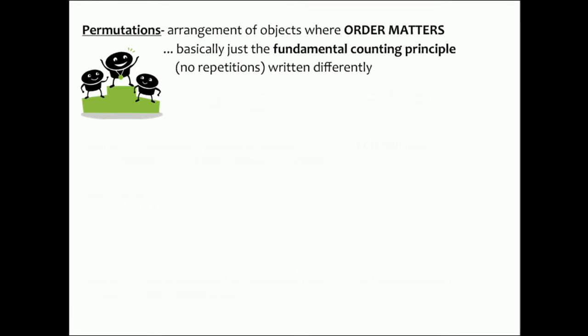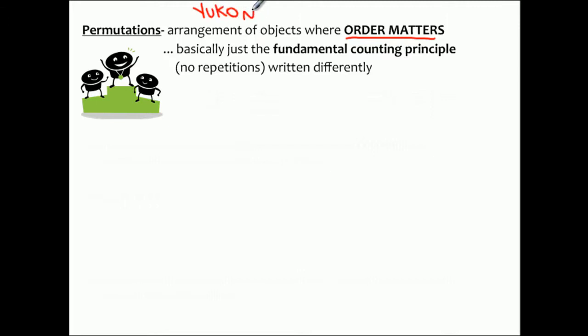Let's have a look at permutations next. Permutations are arrangements of objects where the order matters. So it's basically what we've been doing all along with the fundamental counting principle with no repetitions, but it's just written differently. So for example, the one we did last was the word Yukon.